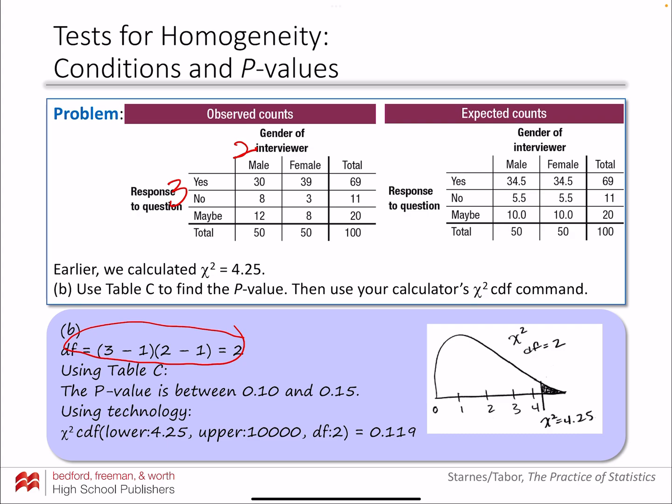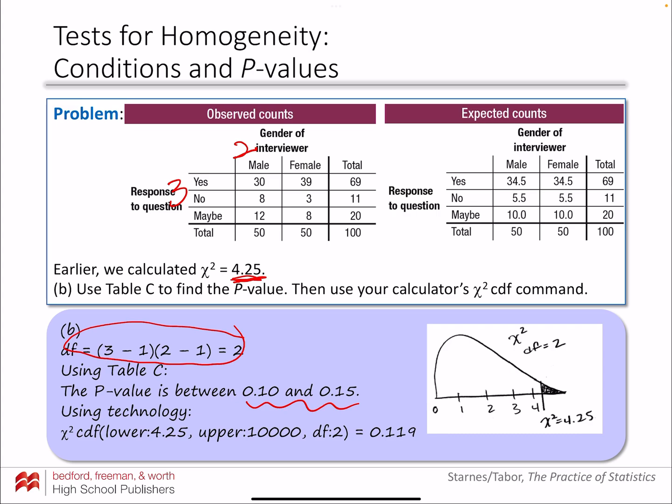So you can look up the table, 2 degrees of freedom, and look over. You're on the 2 degrees of freedom row, and you're going to look for the value closest on that row to 4.25. And you're going to see that the p-value is somewhere between these 2 numbers. Or you could use the chi-squared CDF function on your calculator and get that the p-value is 0.119. So here's your picture that goes along with that.